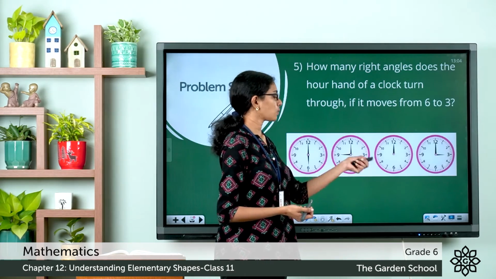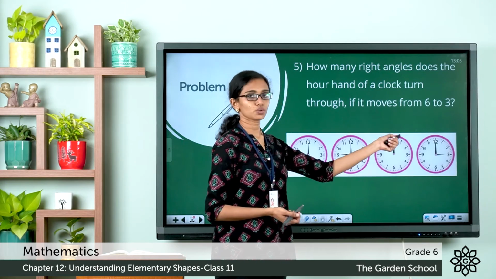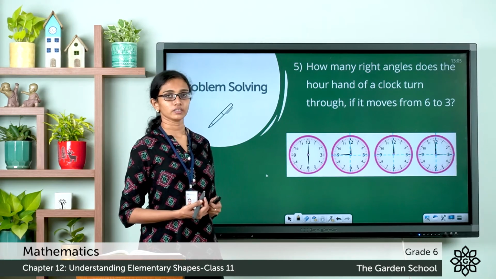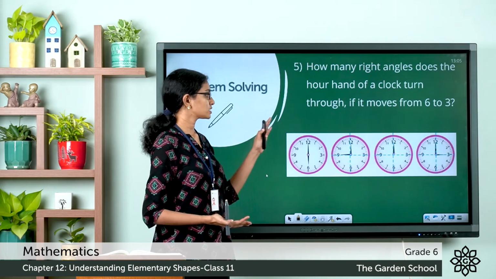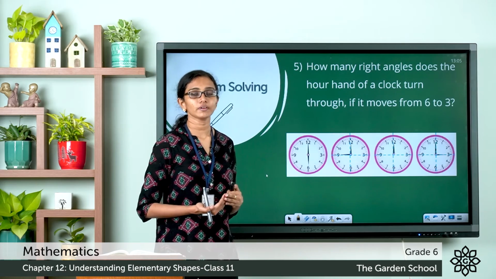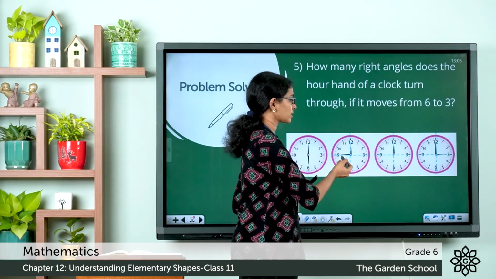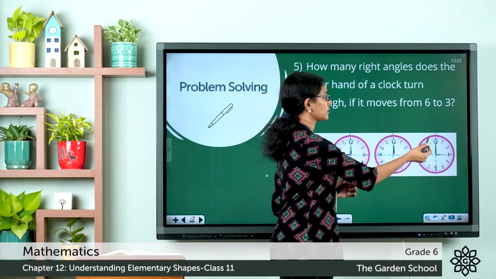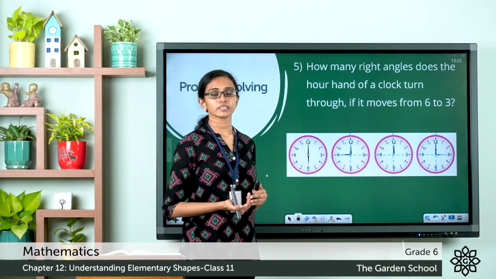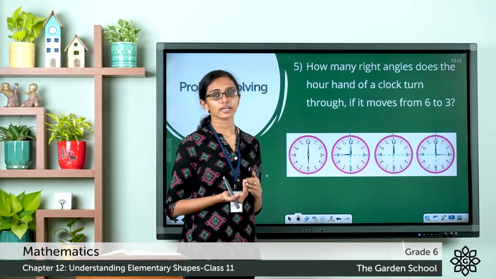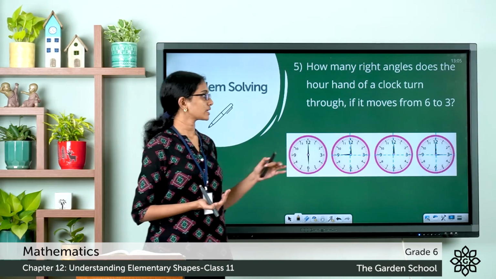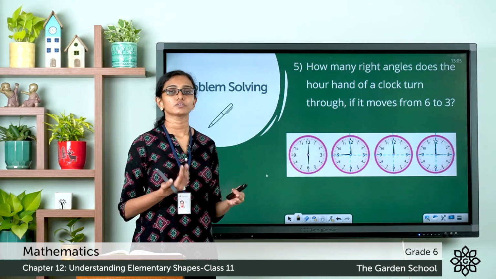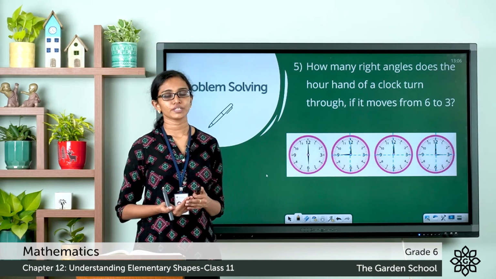Now again, one more right angle later, it will reach 12, and when it reaches 3, it will cover one more right angle. So when the hour hand moves from 6 to 3, how many right angles will it cover? See, from 6 to 9, that is one right angle. From 9 to 12, that is one more right angle. Then from 12 to 3, again another right angle. So a total of 3 right angles will be covered. So the number of right angles the hour hand will turn through when it moves from 6 to 3 is 3. So I hope this question is also clear to you.